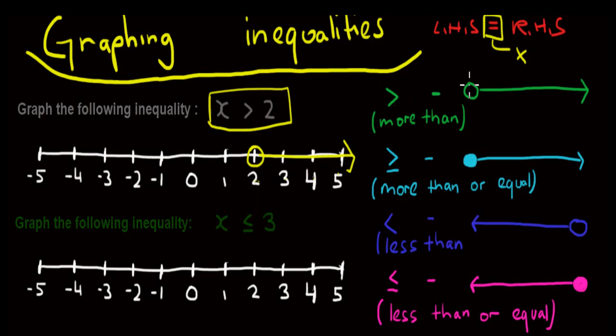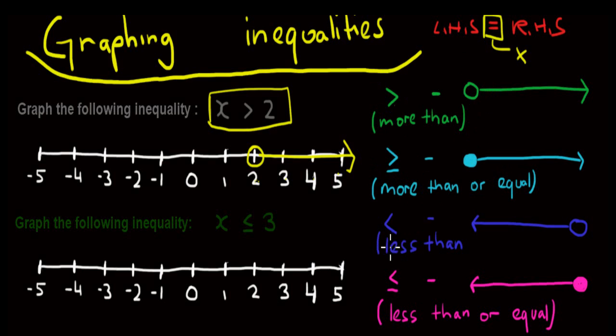Now the difference between the more than and more than or equal is a type of dot. So in the more than, which is this one right here, we just have our open dot, this one right there. But if it's more than or equal, so if it's that sign right here, then we have the full dot, which is colored in, right? That's the only difference, more or less.